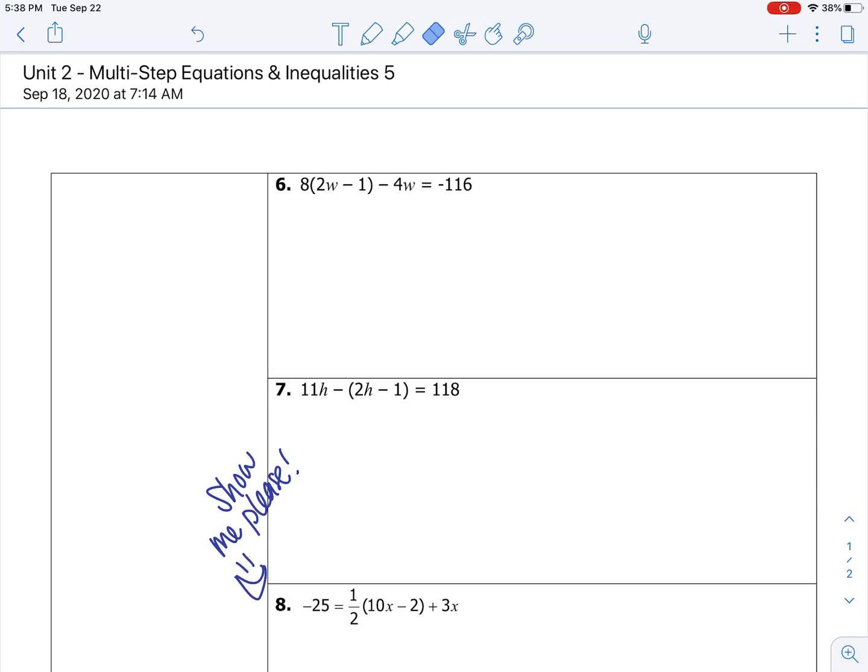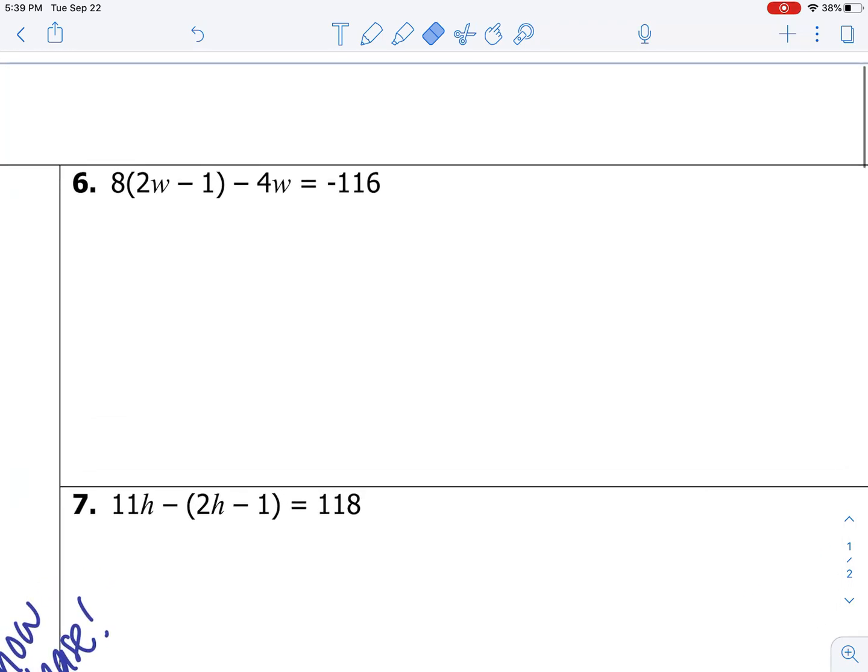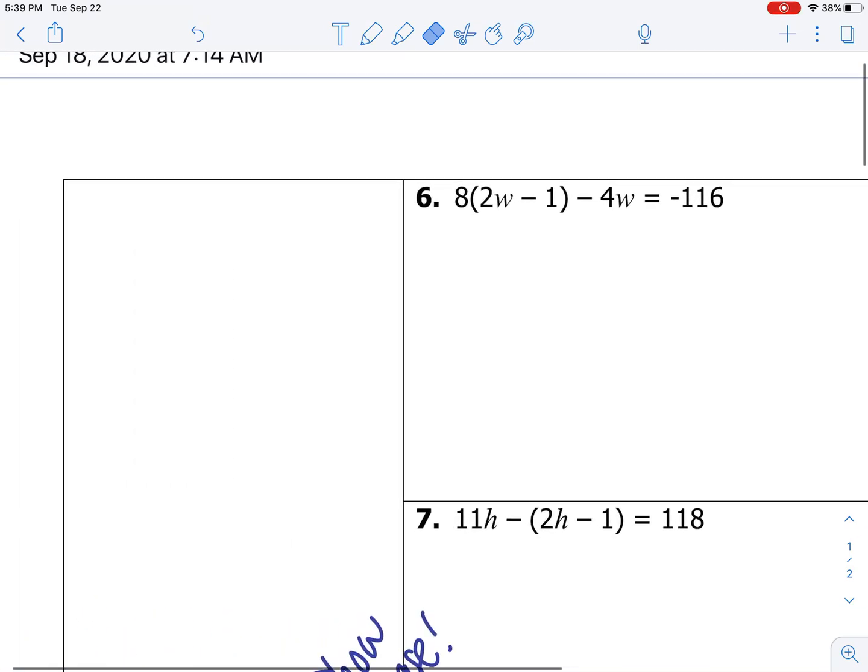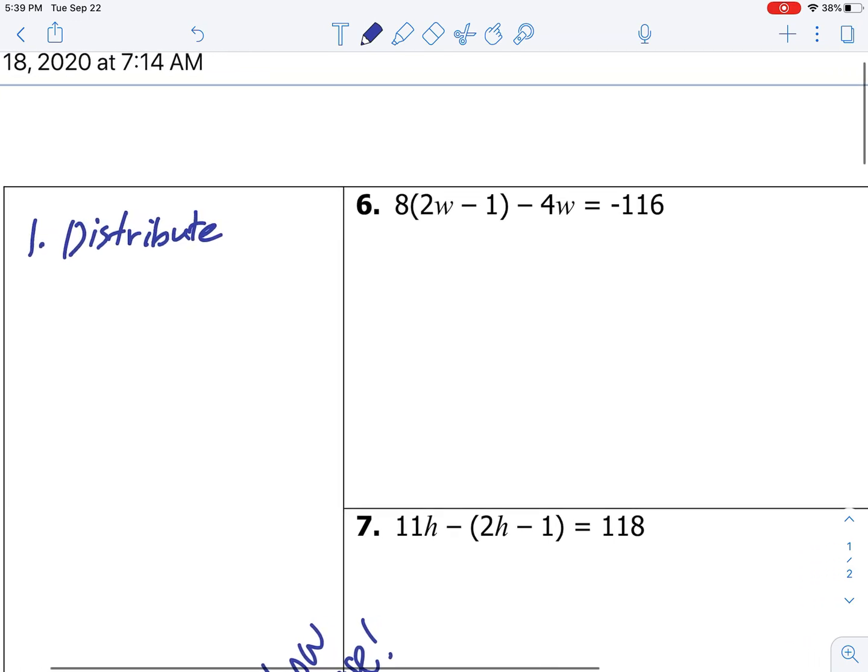This video is to help you continue to learn multi-step equations and inequalities. We're going to start right here with number 6. Number 6, remember, we need to follow the steps in order to solve this problem. Our step 1 is distribute if necessary. So, we need to distribute. We need to distribute this 8.